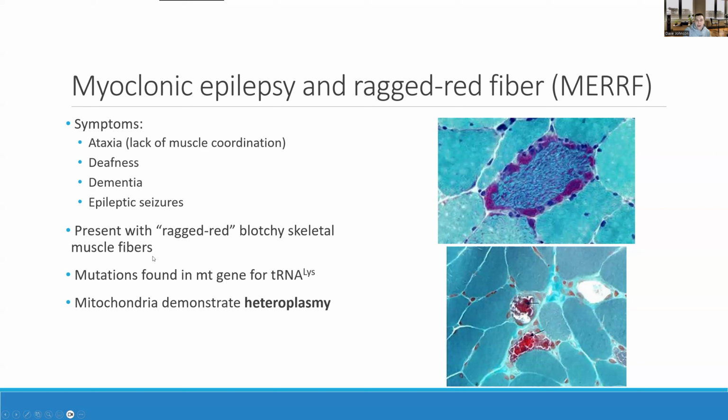All right. Again, what we see is the mitochondria in individuals who have these mutations are heteroplasmic, which means some of their mitochondria don't have the mutation and function perfectly fine, and they'll have normal muscle cells, whereas in cells where the mitochondria are heavily damaged by this mutation, you start to see these ragged red fibers.